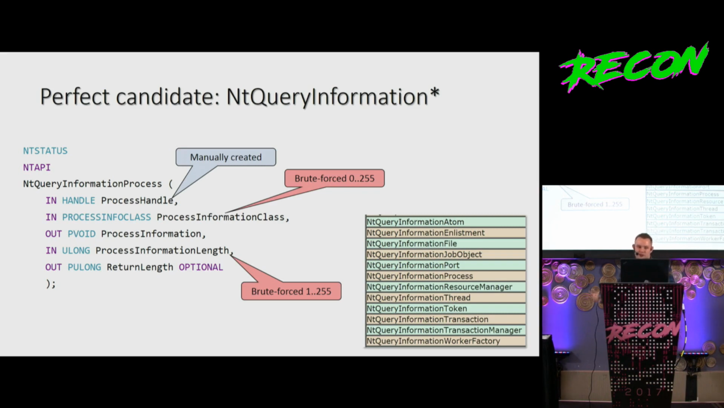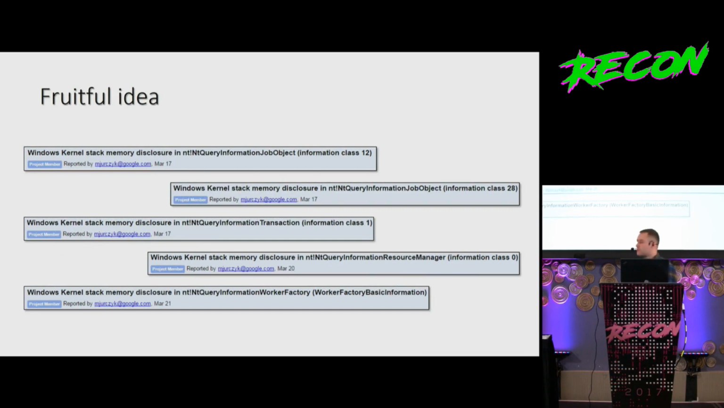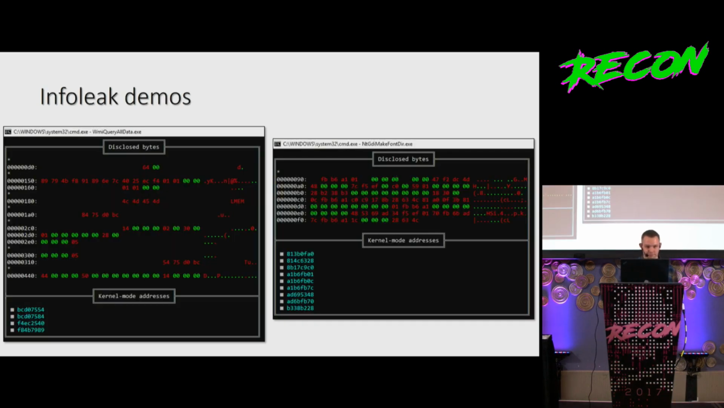And for every successful call, we can investigate the output buffer and see if there are any leaked bytes there. And this was a fruitful idea for me. Once I found the first bug found by Bochspwn in one of the anti-query information functions or system calls, after I did this testing, I found like 5 more bugs. So that was a good idea.